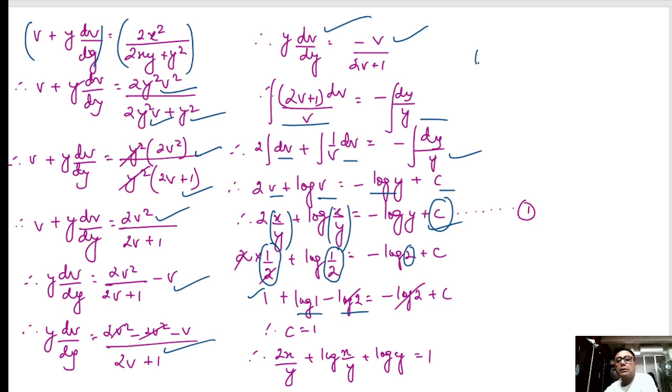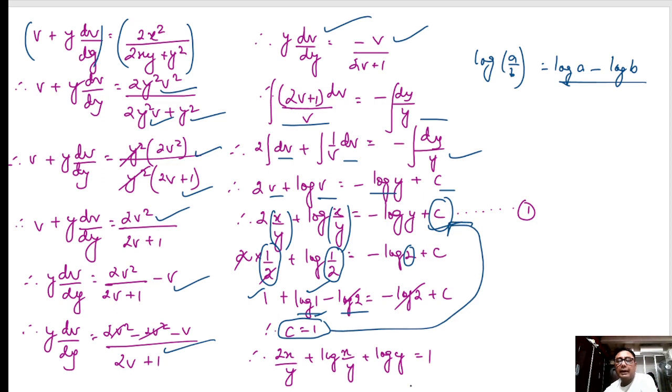Please note that log a by b is log a minus log b. So log 1 minus log 2. Log 1 is 0 and log 2 from here cuts, so c becomes 1. That means replace the value of c in this equation and the solution becomes this. This is your solution.